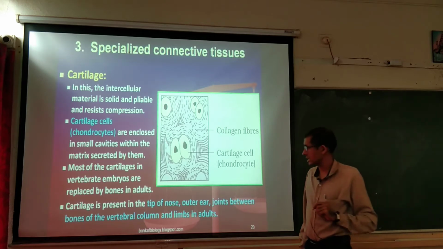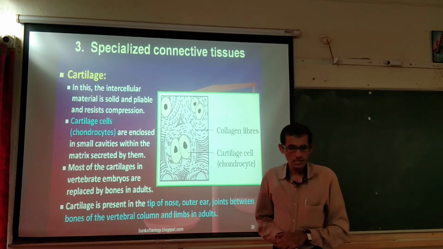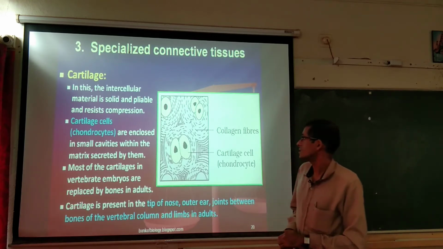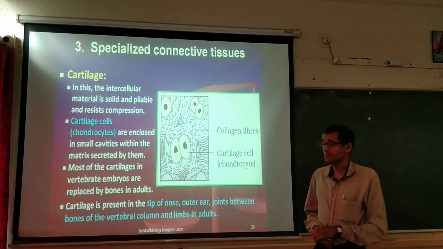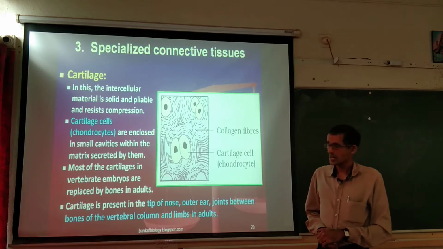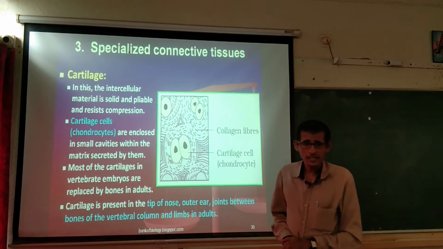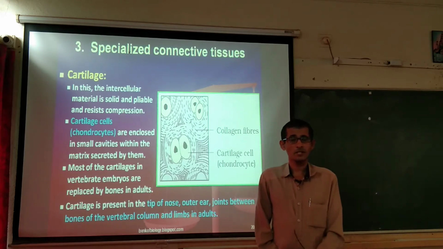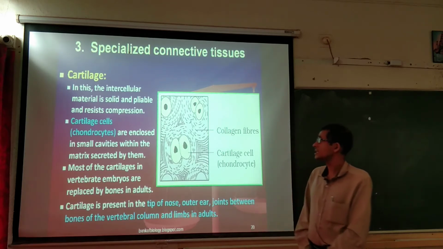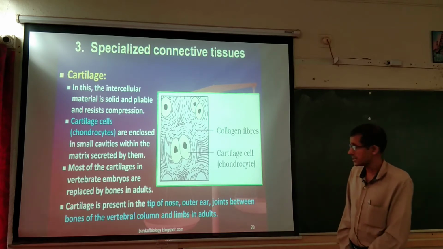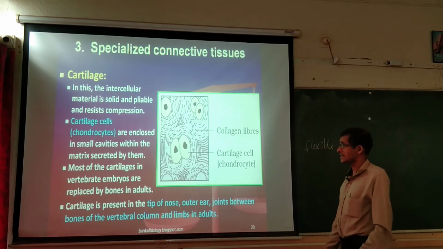One of the specialized connective tissues is the cartilage. In cartilage, the intercellular material is solid and pliable and resists compression. What is the meaning? The intercellular material is solid. In this cartilage tissue, the intercellular materials are solid, it is not liquid, it is not semi solid, it is actually solid, and pliable. Pliable refers to flexible. They are flexible and resist the compression.